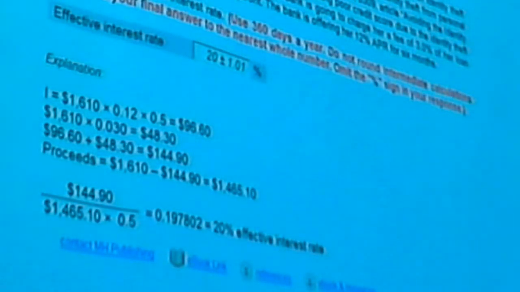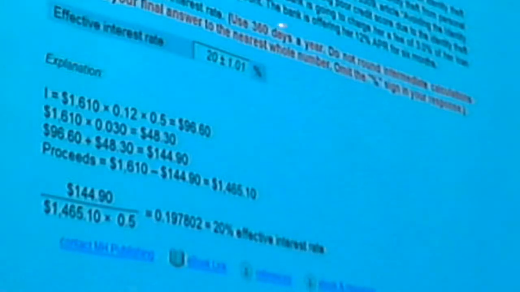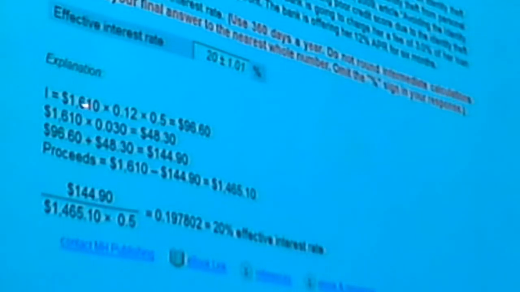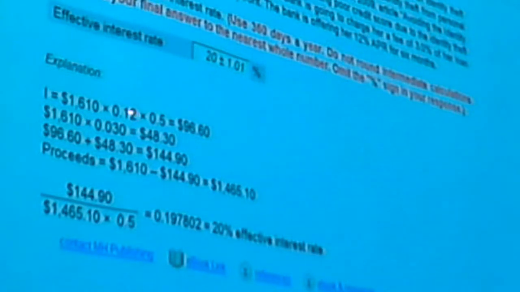Now, in simple discounting, chapter 11, what do we do? We take out the interest from the principal, and then you're left with what's called the what? Proceeds. Proceeds, right? Remember? Okay, the bank is offering her 12% APR interest rate, R, for 6 months, and that is your time. Principal times rate times time.